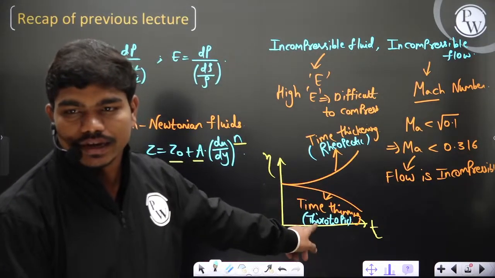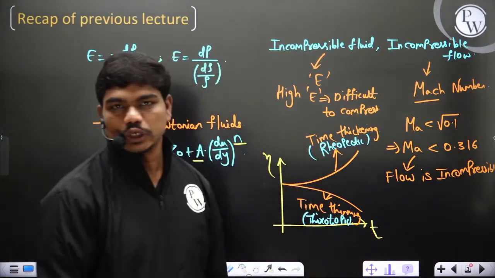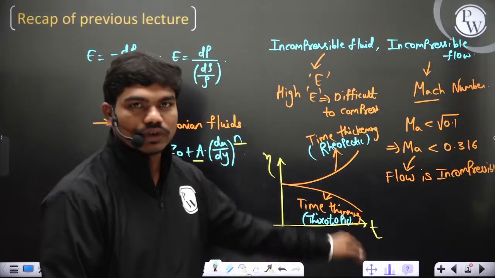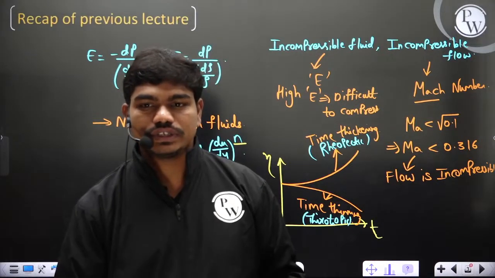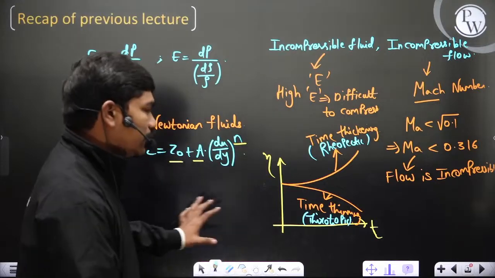In yesterday's lecture these two names, rheopectic and thixotropic, got inverted and we interchanged them, but that's not the right way; this is the right way. Time thickening fluids are called rheopectic fluids, and that's what we generally study more, which is called rheology. Clear? Fine, these are the things.